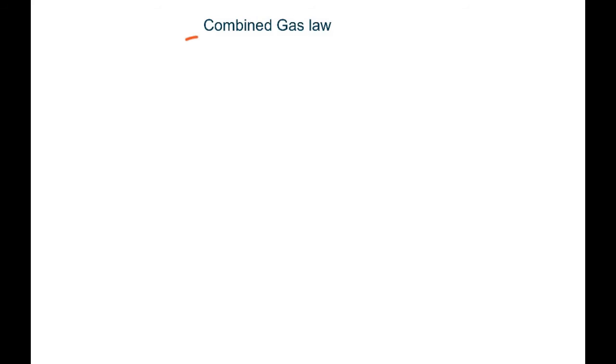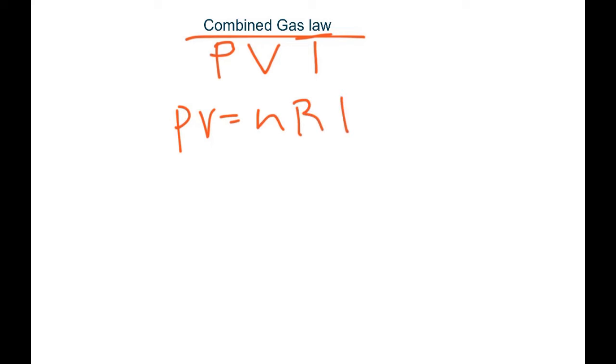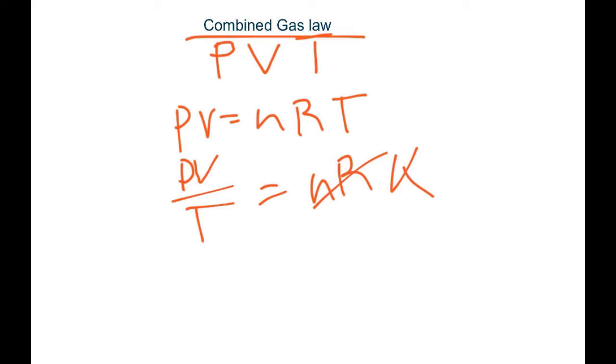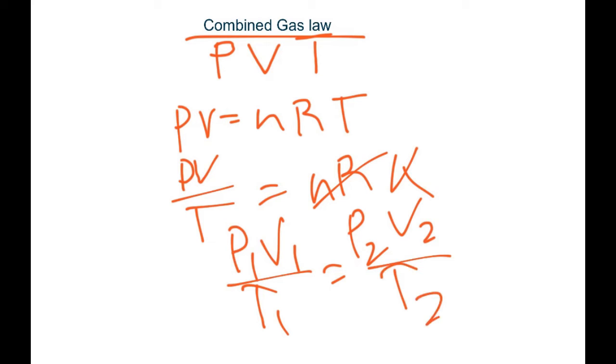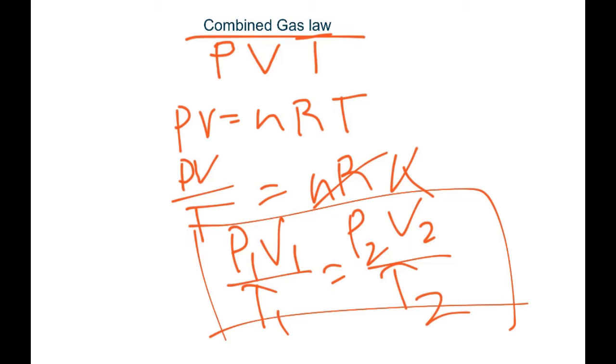Now, there's one more law. It's called the combined gas law. The combined gas law compares pressure, volume, and temperature. Now, how do we derive this? Well, you could take PV equals nRT and make it so that P, V, and T are on one side. So PV over T is equal to nR. Since we're assuming n and R are constants, this can be rewritten as K, and thus PV over T is equal to K, or P1V1 over T1 is equal to P2V2 over T2. So this is the combined gas law.